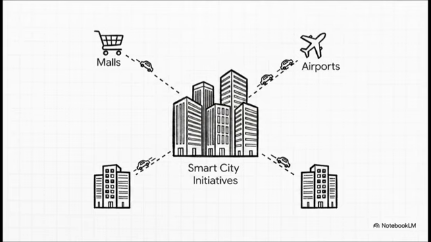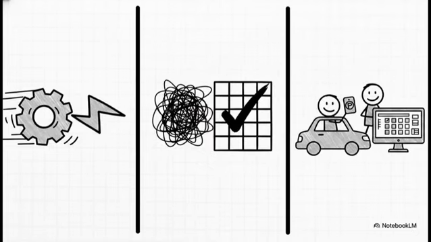And this is bigger than just convenience. It's a key part of building smarter, more efficient cities for all of us. So what's the end result of all this? Well, you get a system that's incredibly efficient because it's fast and automated. It's organized so there's no more confusion, and it's super easy to use for both the drivers and the people managing the lot. It's truly a win-win.